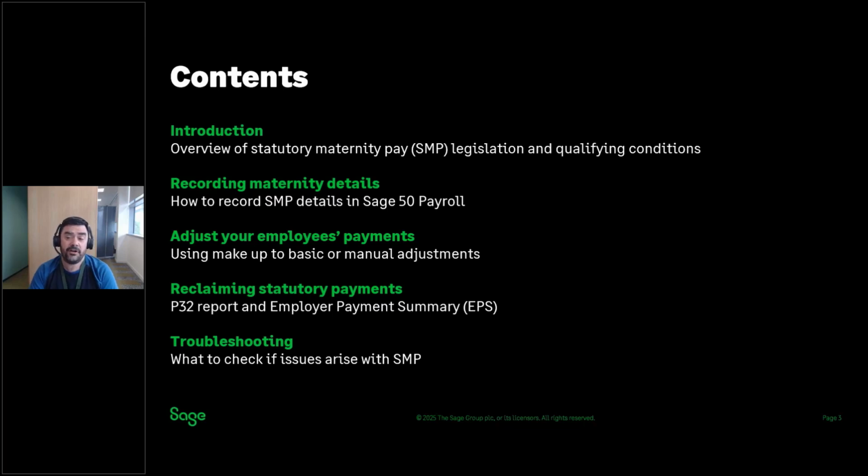And then we'll look in the pay run at how to adjust your employees' payments, either using the Make Up Basic option if you have a company maternity scheme and you're topping up to full basic, or by entering your own manual adjustments. We're then going to finish with the month-end process, which is when you reclaim your statutory parental payments. So I'll show you where it appears on a P32 report and how to submit your employer payment summary, or EPS. And we'll finish with 5 minutes on troubleshooting, running through some of the more common queries that we get on SMP and some top tips to help avoid those issues.